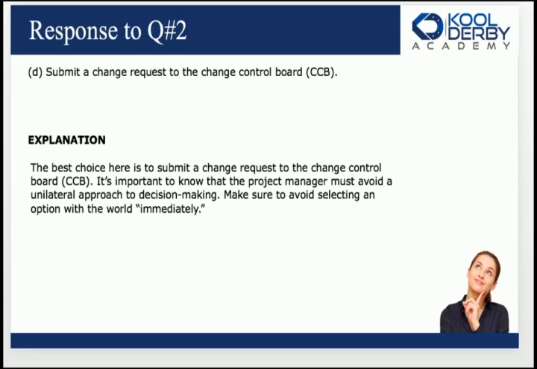It's important to know that project managers must avoid a unilateral approach to decision making. This is wrong. Make sure to avoid selecting any option with the word immediately. We should not select an option where it says immediately do something. That is wrong. It is better to think it through and say, hey, listen, is this the right approach? And that's the plan, okay? That's how we do stuff. And the more we have a plan in place, the better off we're going to be.